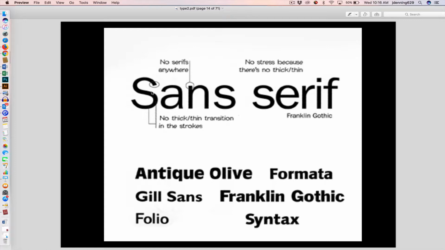Then you have sans serif, which is a 20th century invention, and we all saw the movie Helvetica, so we know that Helvetica is in this family, sans serif, and very legible, no serifs anywhere, no stress because there's no thick-thin transition, and there's no strokes in any of the letters. That's sort of what distinguishes all sans serif fonts, no strokes. And so very legible, used extensively in advertising and design.